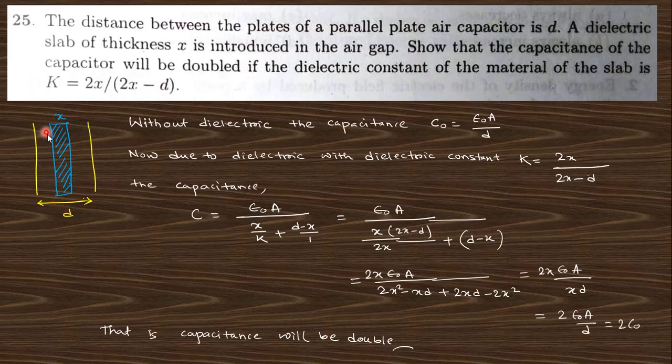Without the dielectric material the capacitance will be epsilon naught A by d. Now, with the dielectric, the capacitance will be epsilon naught A, with x replaced by x over k and the rest, that is d minus x, by air, that is 1. If you put this value of k, finally you get this expression, and this is nothing but 2 times C0, that is double. So we can say that is the dielectric constant. If we place this dielectric of thickness x, then the capacitance will be double. Clear? If there is any doubt in this calculation, you must comment in the comment box.